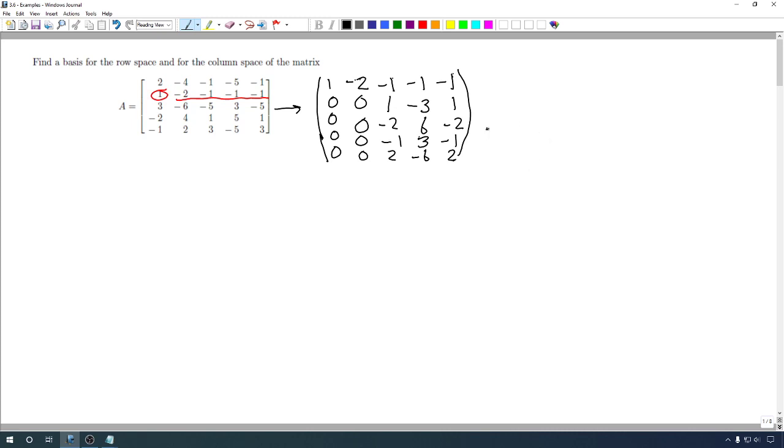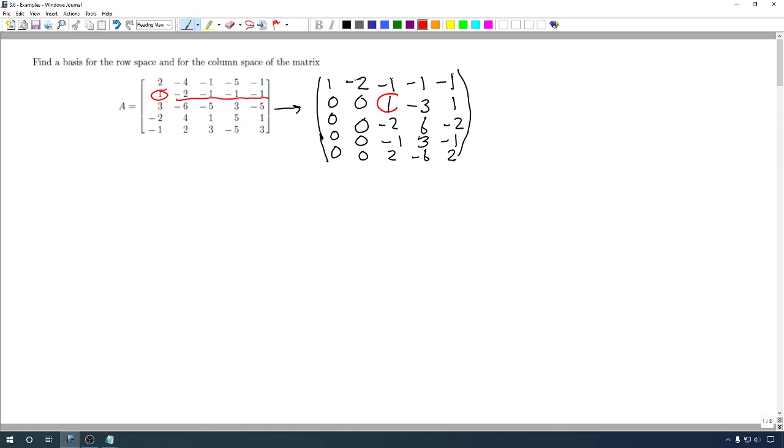Now this is not in row echelon yet, so we're going to select another pivot. Well, actually in the second column, we don't have anything that would work as a pivot. We had to skip that one. We'll just leave all those zeros there.